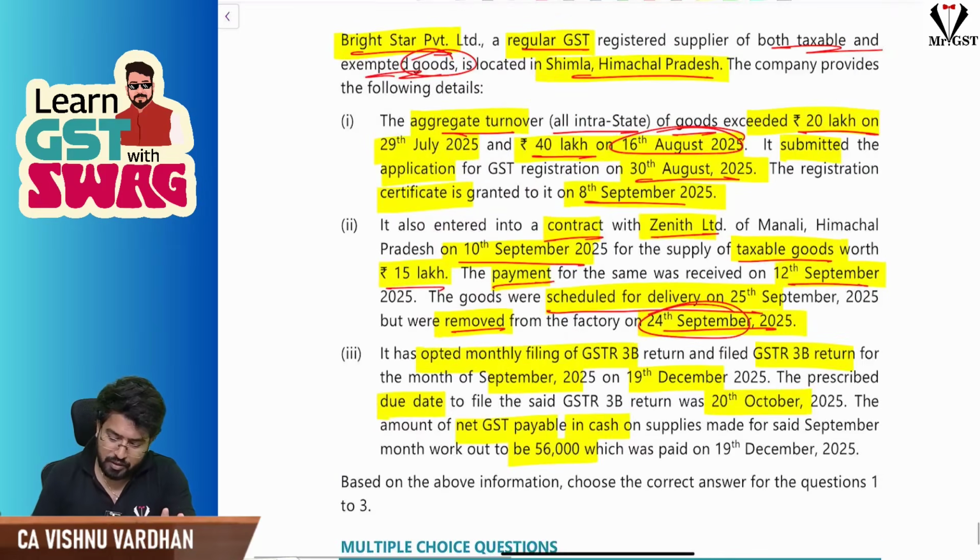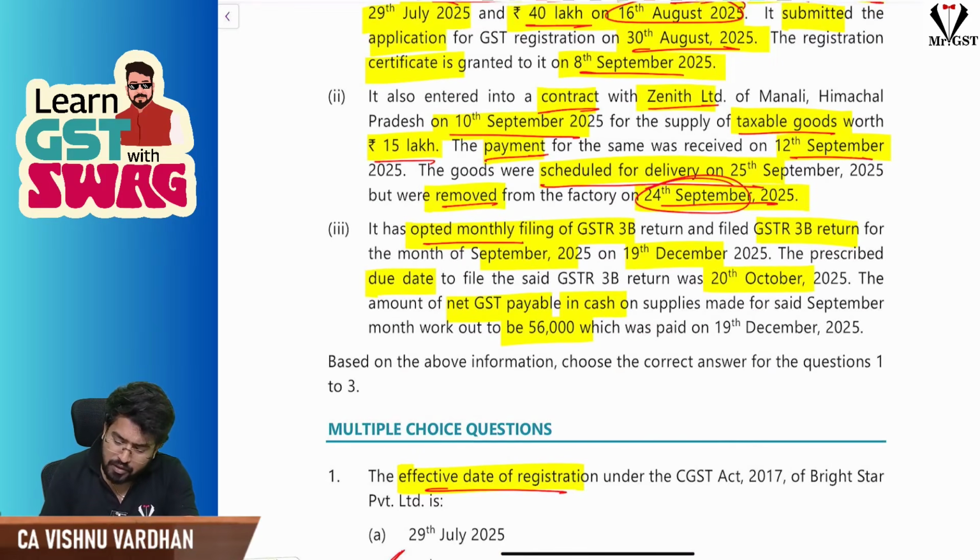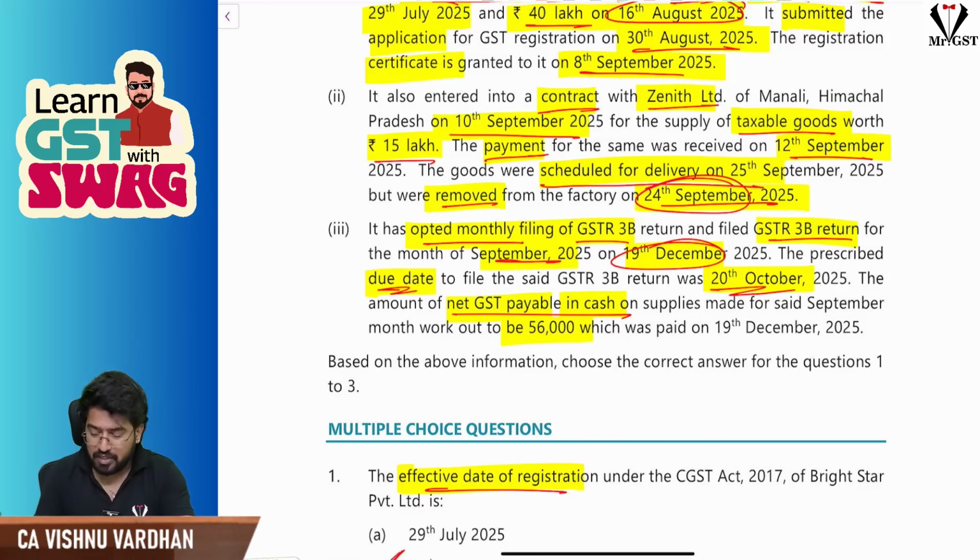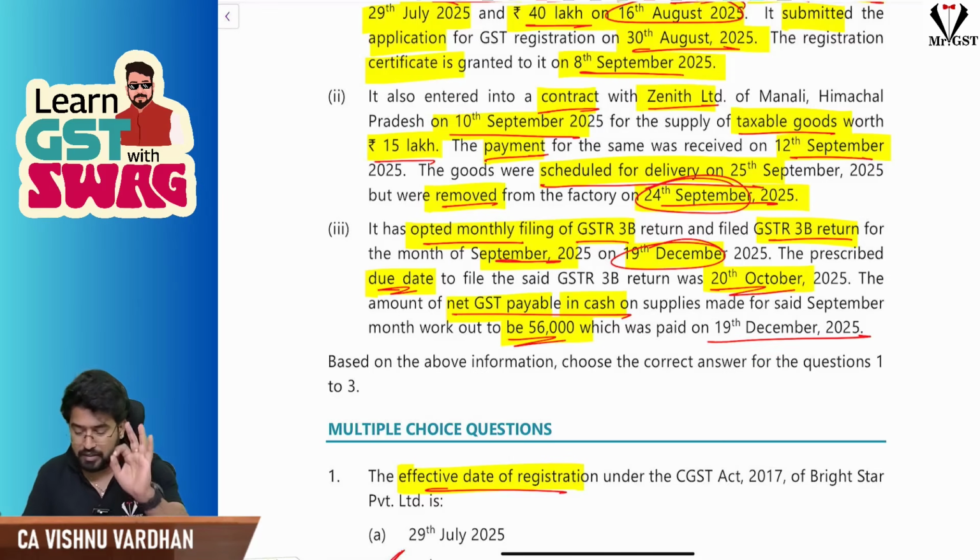Okay. Next, they have opted for filing of monthly GST return. GST 3B for September month, 19th December they are filing. Due date is 20th December. Okay. Net GST payable in cash is 56,000 and this was paid on 19th December.